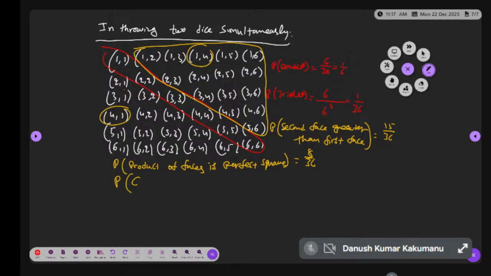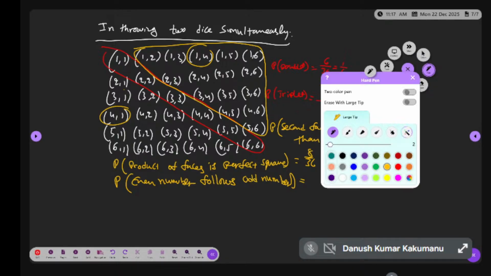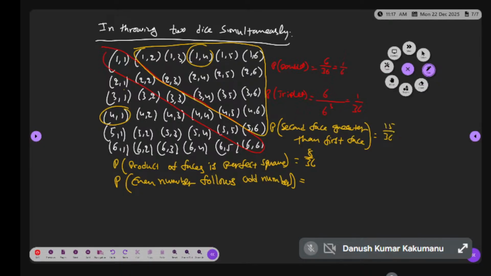If I ask you a question, the probability of an even number following an odd number. Tell me your answer. Even number follows odd number. What is the answer? 9 by 36. What are the cases where an even number follows an odd number? 1 2, 1 4, 1 6, 3 2. What is the answer? 9 by 36.